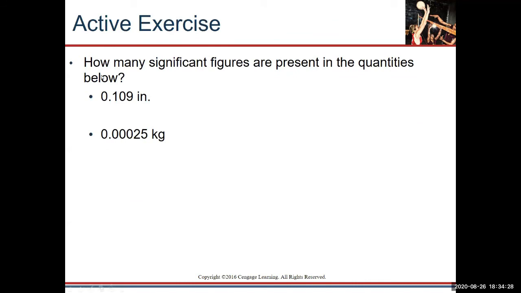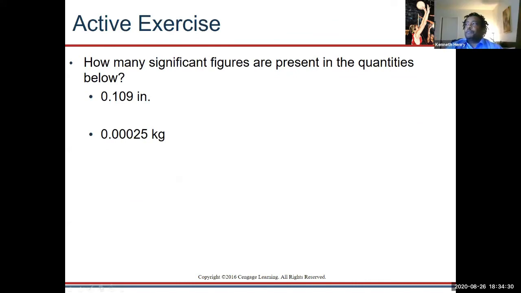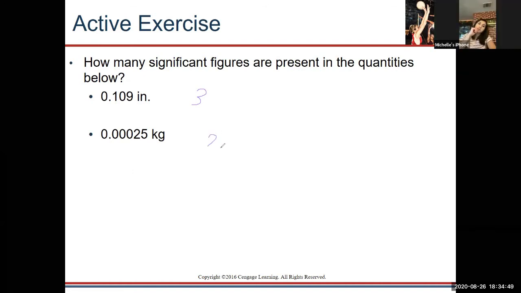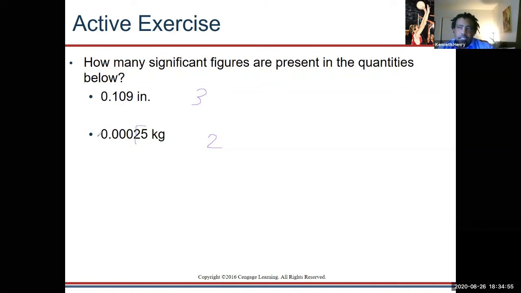Okay, so here, how many sig figs are present in the quantity below? The first one. Three is in the first one. Three, that's correct. The answer is 3. What about this one? 2. Okay. Remember, these guys are just placeholders. They let us know that it's a really small number.